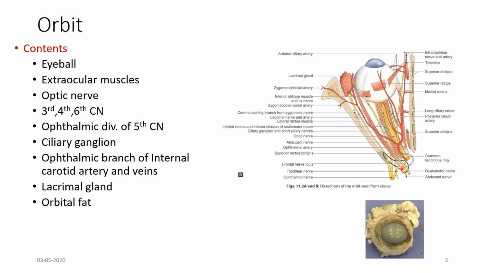Then the ophthalmic branch of the internal carotid artery. This is the artery, which is also seen along with the corresponding veins. Then the other structure that is seen in the orbit is the lacrimal gland, and the other component which will be occupying the spaces between the structures is the orbital fat.